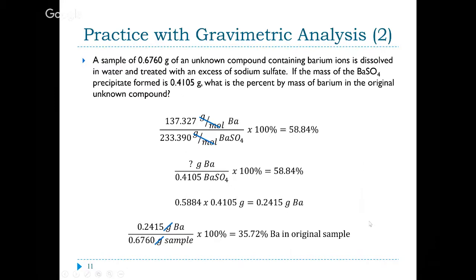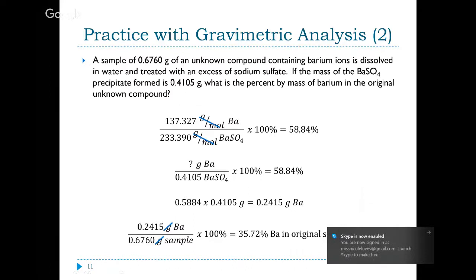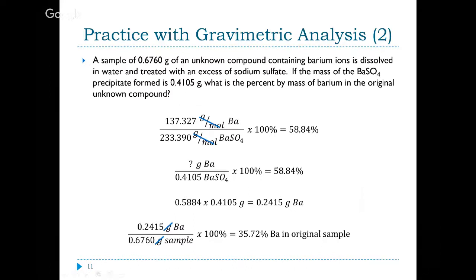So these numbers come from the periodic table. This is the molar mass of barium. When we add things up, this is the molar mass of barium sulfate. So we end up with our percentage. Then we look to what did we actually produce? So what is the percentage then of barium in this sample? So we're solving for the grams of barium by using the percent composition that we just calculated. So we divide 58.84 by 100, and then we multiply this times this, right? 0.5884 times 0.4105 to see that there are 0.2415 grams of barium.